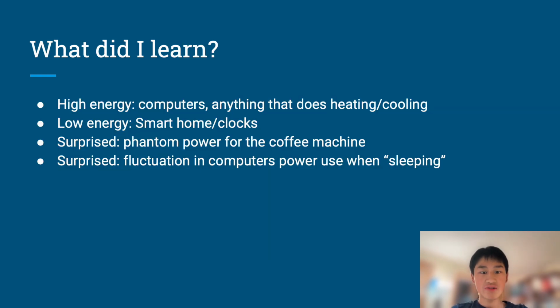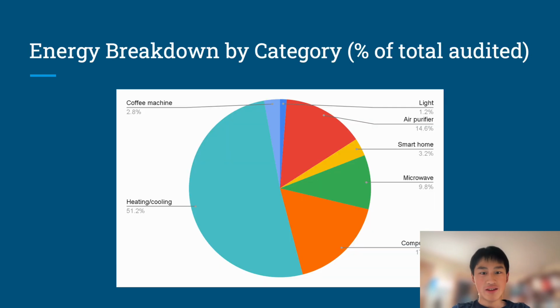The high energy users that I noticed were computers and anything that did heating and cooling. The low energy users were the smart home devices like the smart speaker as well as the clock for the coffee machine. But I was actually surprised by that phantom power for the coffee machine. It seemed a little high to be 1.2 watts, but in the grand scheme of things, it wasn't very much. I was also surprised by the fluctuation in the computer's power usage when it was supposedly sleeping. That told me that maybe it wasn't sleeping the whole time and it was doing other stuff.